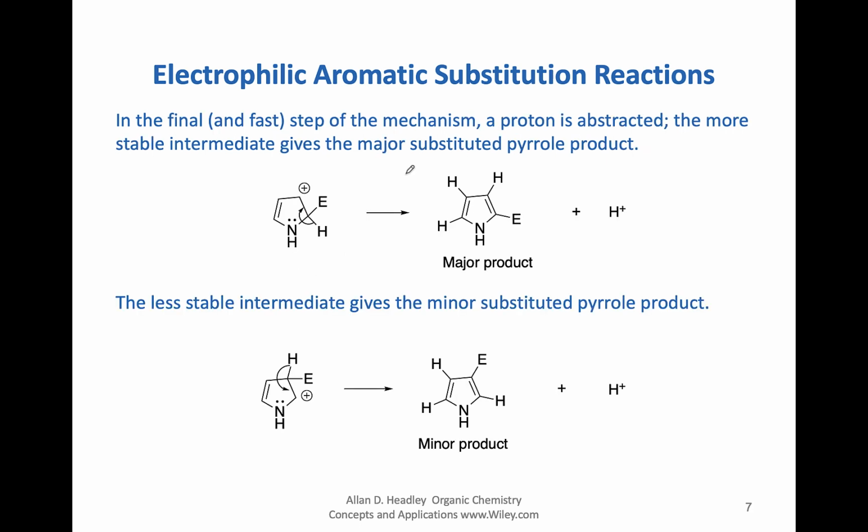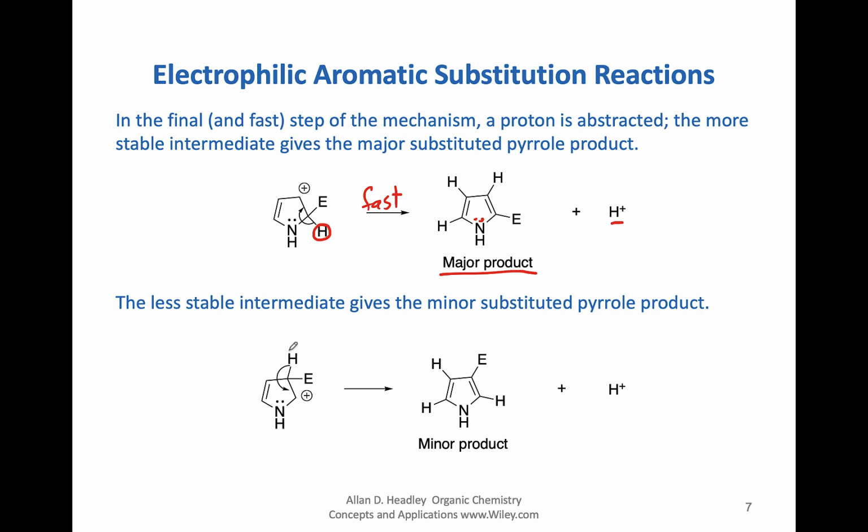Let's look at the final step. In the final step, as you can imagine, the H comes off as a proton, and leaves its electrons behind. These electrons swing in to form the aromatic compound. These other electrons are still here, so that's aromatic. So as you can imagine, this is a fast step to generate the aromatic compound. This would be the major product. Why major product? Because that is the product that is coming from the most stable intermediate.